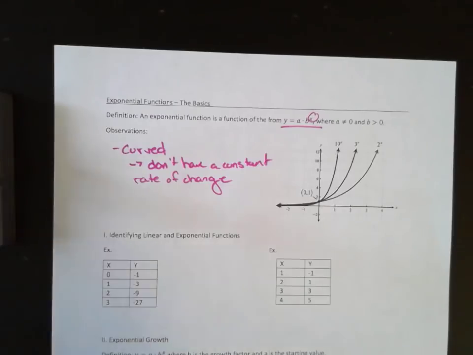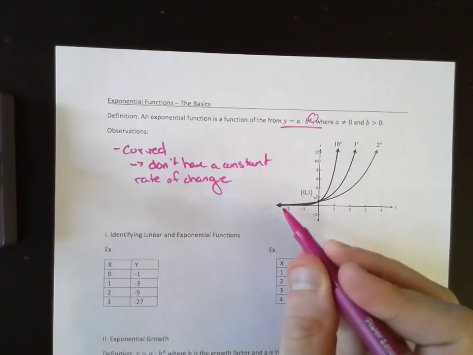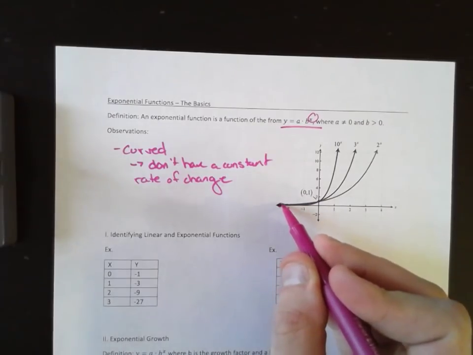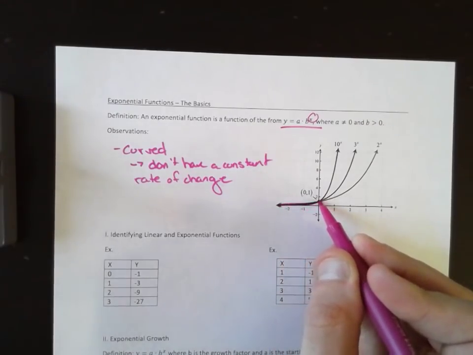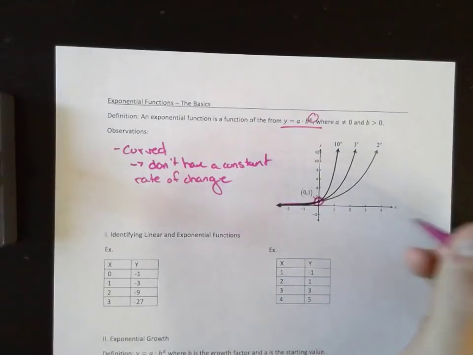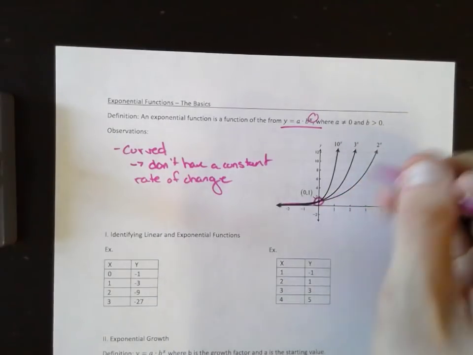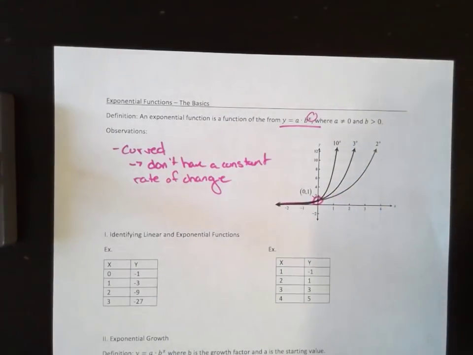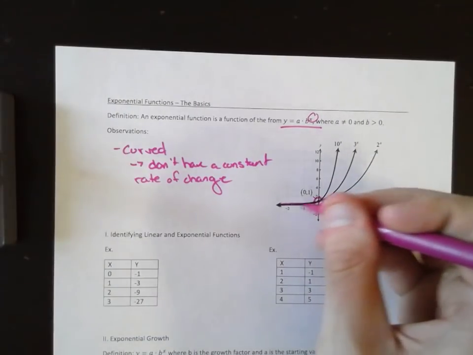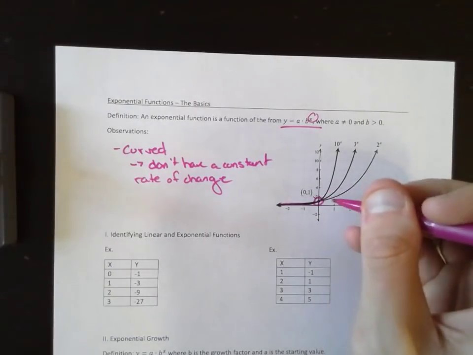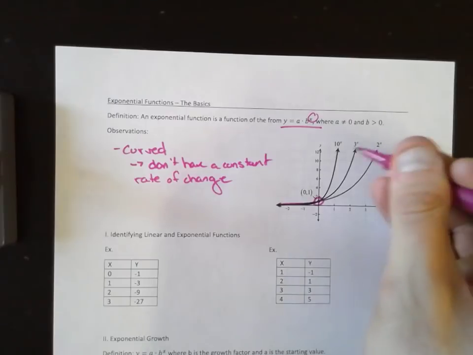Another thing, notice how these functions start off slow. They're not increasing much at all. But once they hit the y-intercept, they shoot up, depending on what their base is. So again, these things start out slow, but then they gradually start increasing faster and faster and faster.